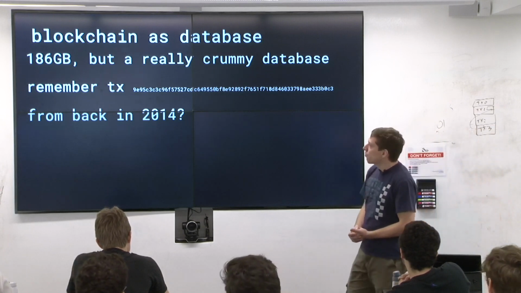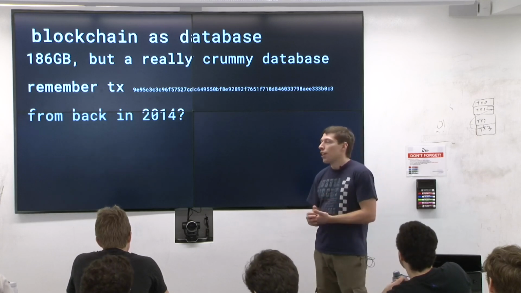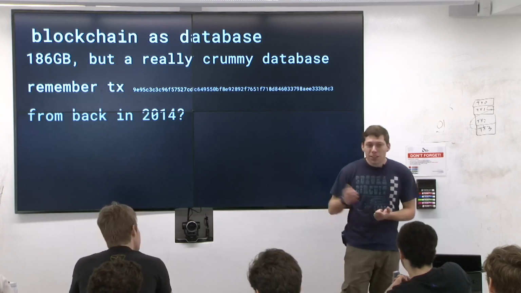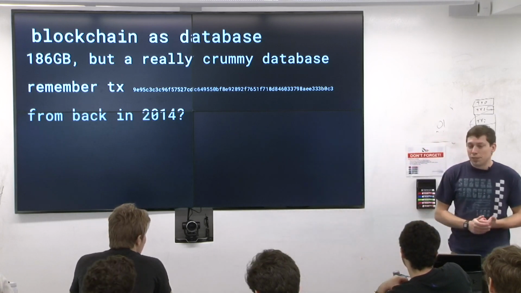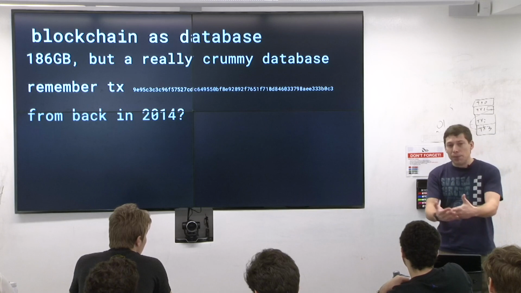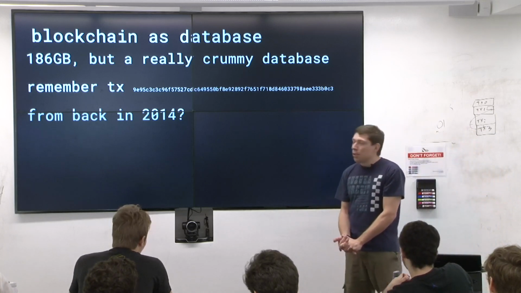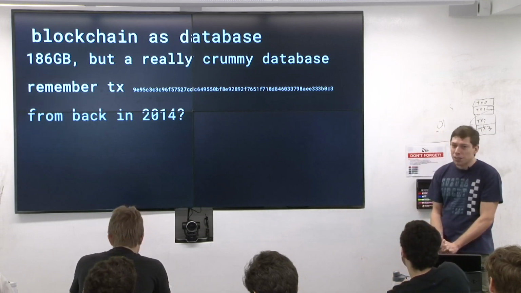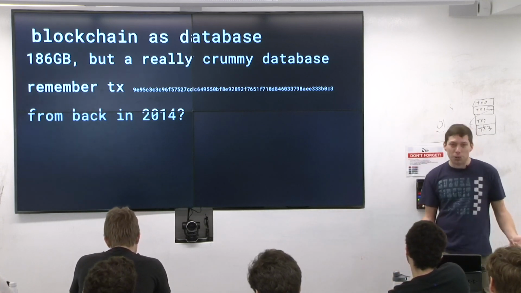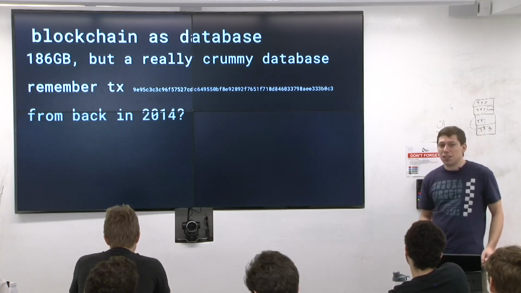So for example, I'm going to have some fun interactive questions where some of these are answerable, some of these are not. I'm posing the question to my Bitcoin node. Hey, remember transaction 9095C3 from back in 2014? And how do you think the Bitcoin node will answer? Will it answer or will it not be able to?